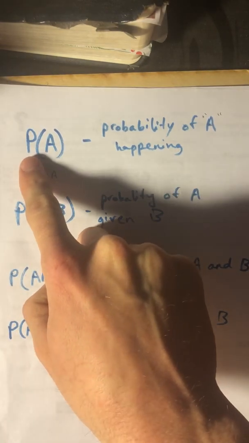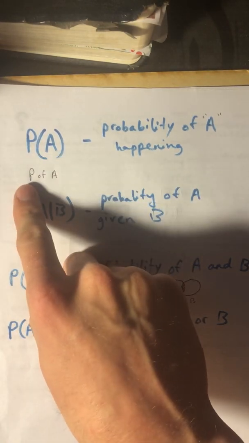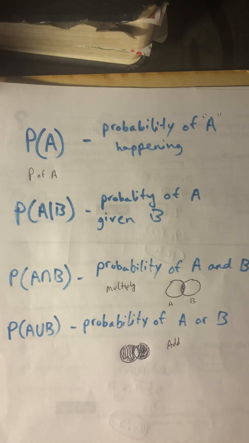So this is probability of event A, and it's read P of A. That's just the probability of some event A happening. So what's the probability of getting a college degree? What's the probability of winning the lottery? What's the probability of rolling a 6 on a die?